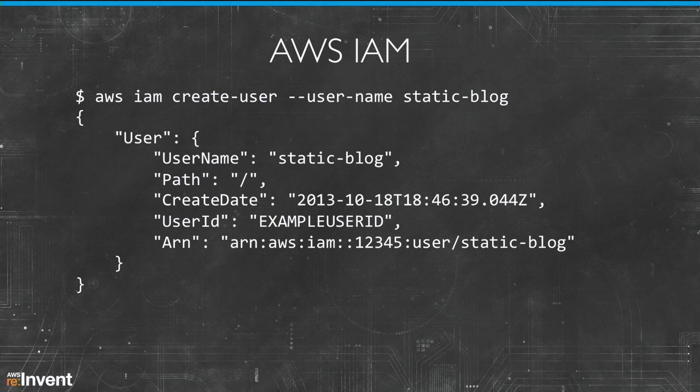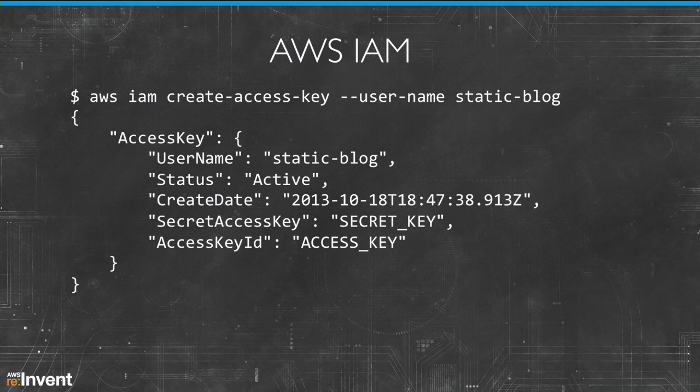So this is a 3-step process. We create the user, we give it an access key, we give it credentials, and then we put a specific policy that says what that user can do. So we're going to create a user, call it static blog. You'll get this response back. And once we've done that, to create the credentials, we'll say create an access key and use that same username. And you'll see there's the secret access key and the access key ID.